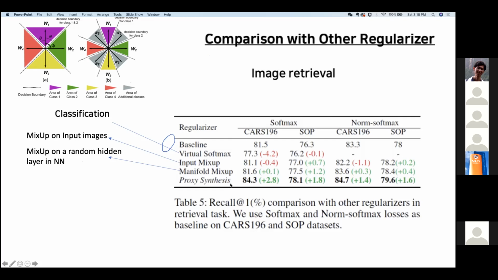So the basic idea is that we get the mixup, right? Or we have virtual softmax. Virtual softmax is where we additionally introduce more fancy classes, and you can think of those as just additional classes. And how do we generate the samples for those additional classes? I'm not sure. Okay.